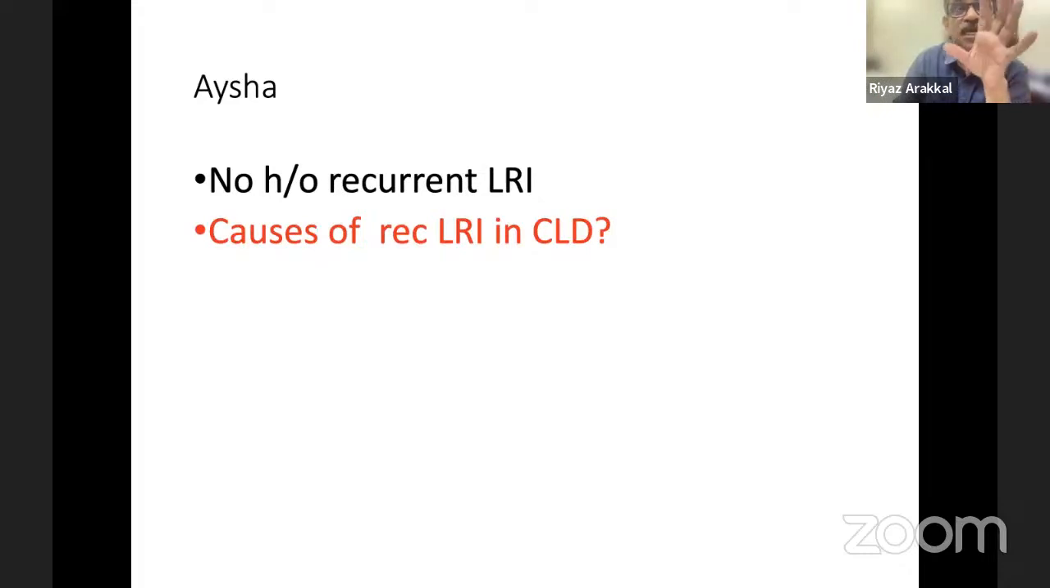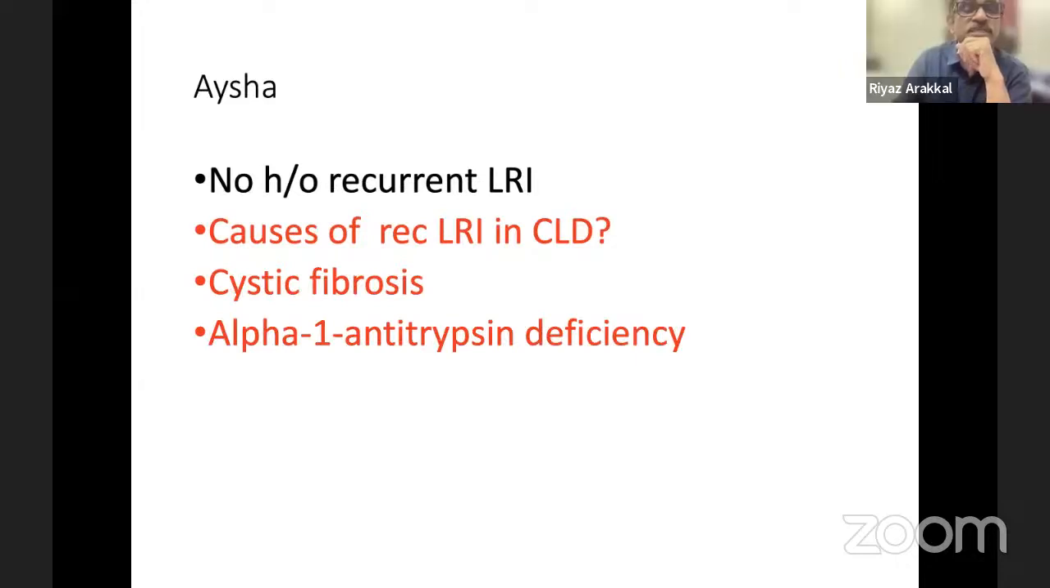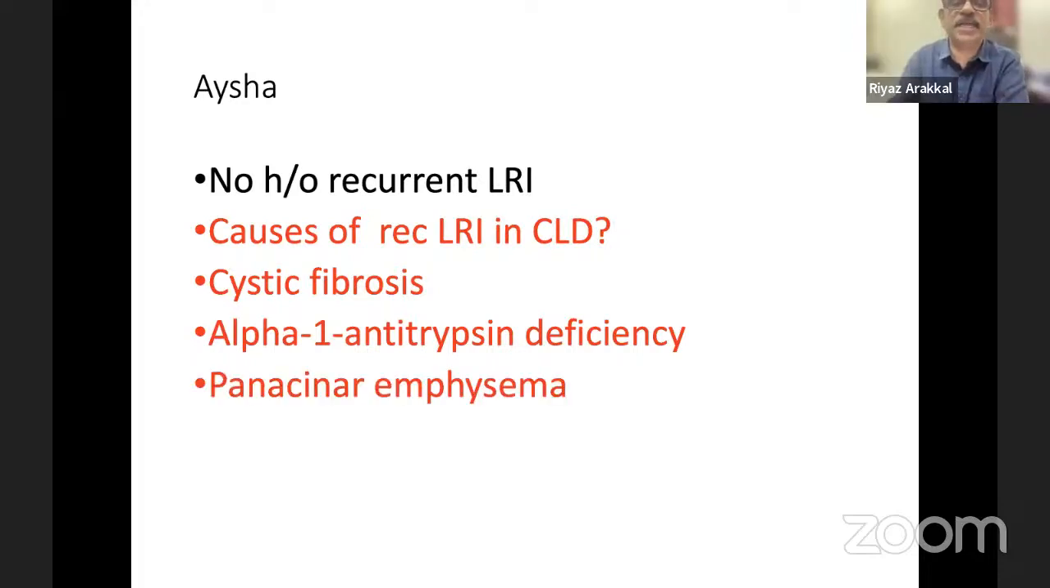Recurrent LRA in a child with chronic liver disease may be secondary to cystic fibrosis or alpha-1 antitrypsin deficiency. What is the pulmonary pathology of alpha-1 antitrypsin deficiency? That's the pan-acinar emphysema.